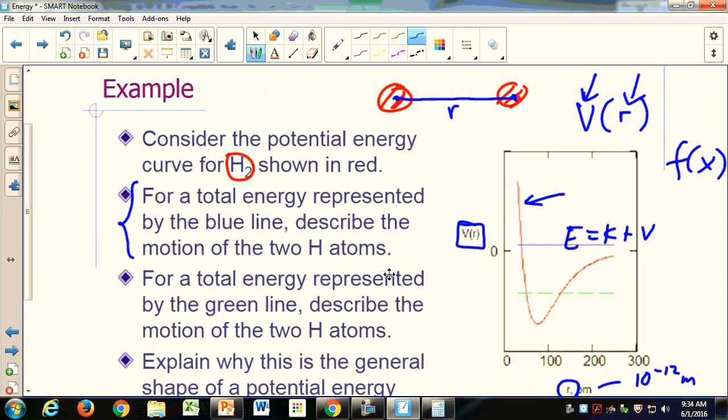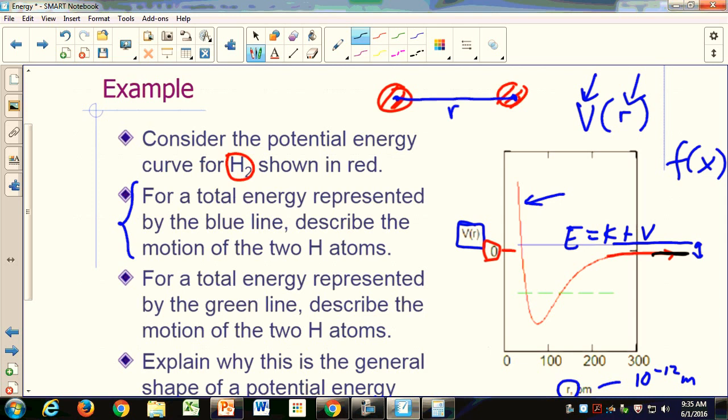So let's imagine when they're very far apart. In this case, what happens to this red line? Remember we said when they're very far apart, this red line eventually approaches zero. So there's my zero right there on my scale. You'll notice that the total energy is above zero. When they're very far apart, the potential energy is hardly changing right here. It hardly changes over here. It's almost close to zero.